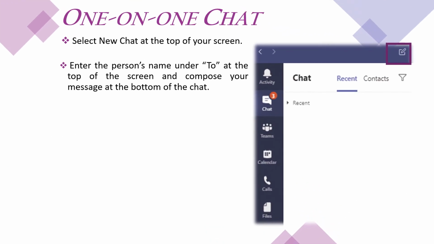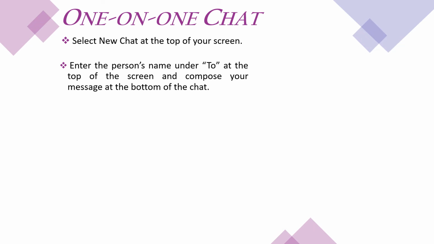To start a one-on-one chat, select New Chat at the top of the screen in the purple box. Enter the person's name under To at the top of the screen, and then you'll compose your message at the bottom of the chat.